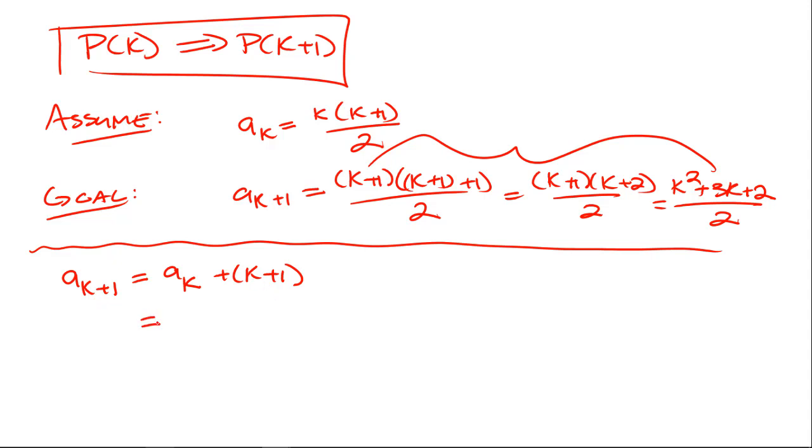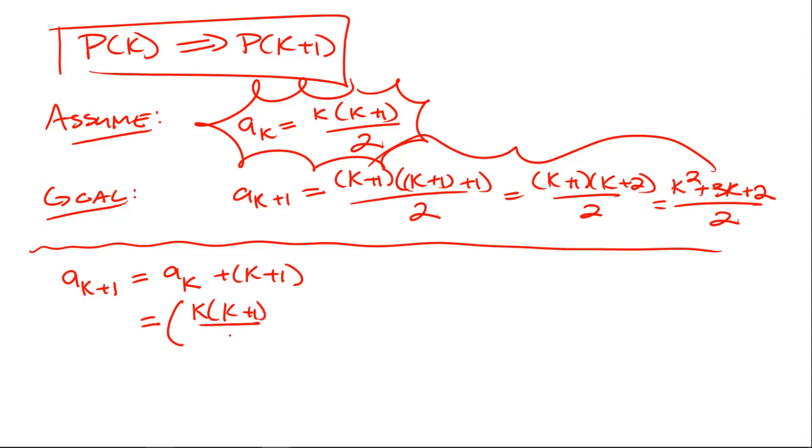What I know here is I know what Ak is, and that's going to be by my inductive hypothesis. So I can substitute in that crazy squiggly sun-shaped thing, and I can reference this now as Ak, which is k times k plus 1 all over 2, and then that's going to be added to another k plus 1.